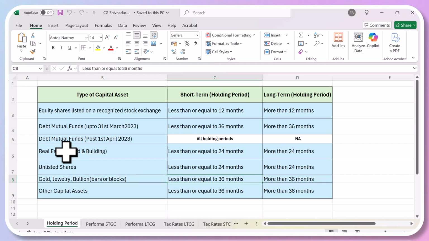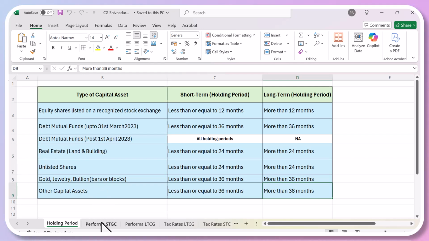So here the holding period is less than 36 months and more than 36 months. That means if you hold the gold or jewelry for more than 36 months, you have to pay less tax. If you sell within 36 months, that means short term, you have to pay full tax, and in long term you have to usually pay higher tax. So any other capital asset, the period again is 36 and more than 36. These are the holding period concepts. As we do questions, you'll understand them.